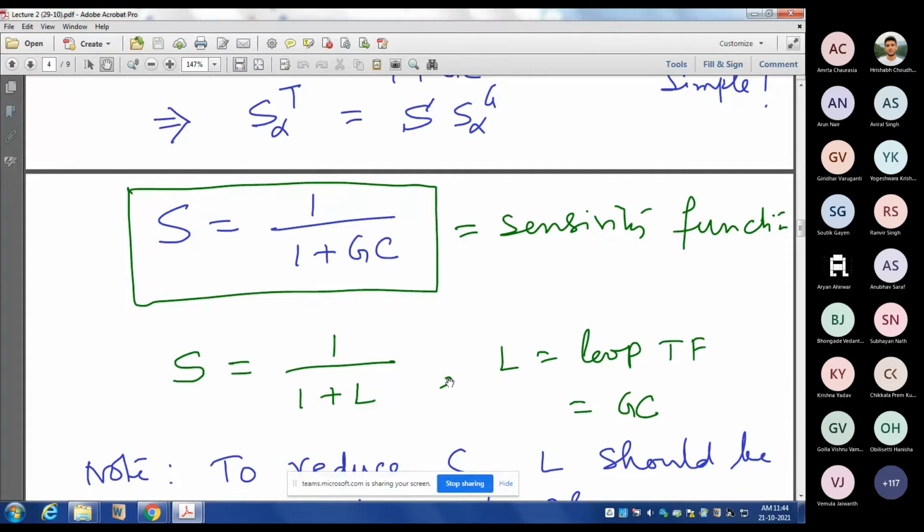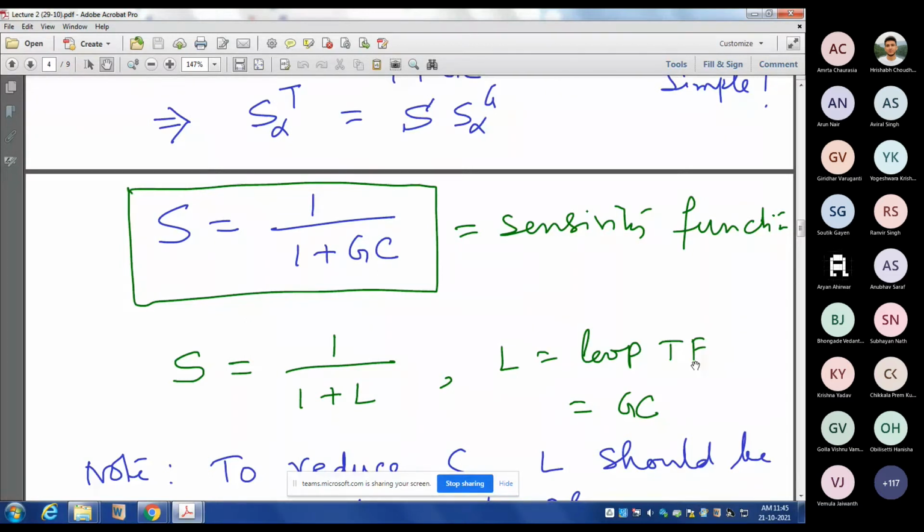This S you can also write as 1 by 1 plus L. What is L? L is your loop transfer function. As I said, I will always use this terminology, loop transfer function. Everywhere, the Nyquist plot is drawn for the loop transfer function, and the loop locus is drawn for the loop transfer function. The locus of a transfer function alone does not have any meaning. Similarly, the Nyquist plot of a transfer function alone does not have any meaning.